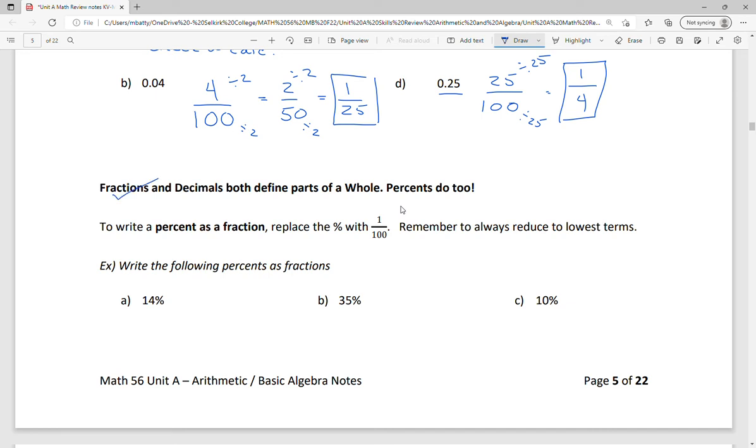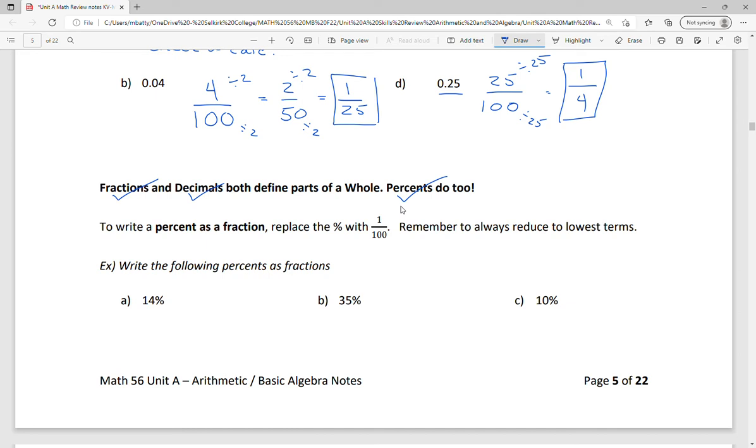So we did fractions and decimals, which are both parts of a whole, and now we're going to do the last one, which is percents. Honestly, percentages we deal with mostly with tax, or let's hope interest rates, or maybe rates of return on investments.